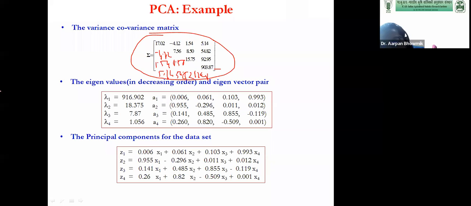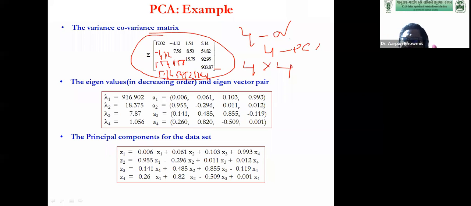On the upper triangular form we have given, that is sigma. This sigma is known as the variance covariance matrix, and the dimension is 4 by 4, as we have 4 original variables. So 4 rows and 4 columns, as I told. Now there are 4 original variables, so you will get 4 PCs. 4 original variables are explaining 100% variation, so 4 PCs will also explain 100% variation. But we have to consider 1 or 2 in order to reduce the data structure.